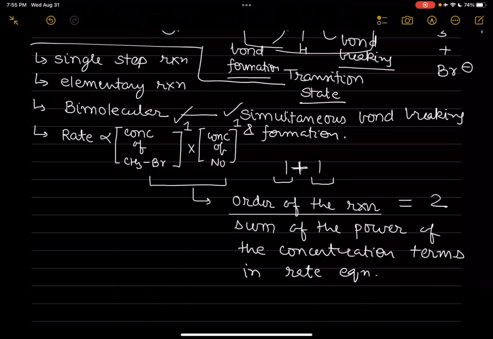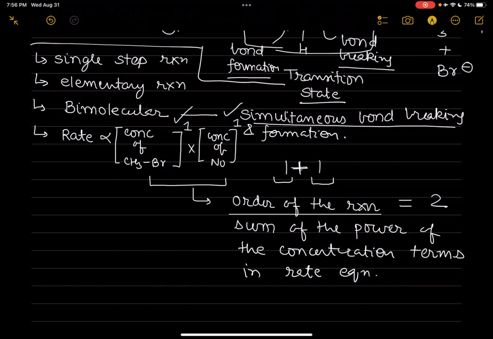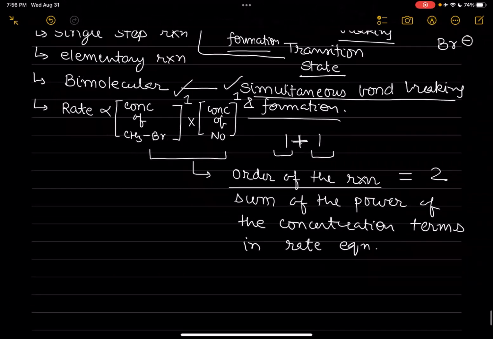Is it clear? So order is the sum of the powers of the concentration terms appearing in the rate equation. Okay. So it is second order reaction. It is bimolecular reaction. In bimolecular reaction, simultaneously bond breaking and forming are taking place. It is elementary reaction. It is happening in single step.